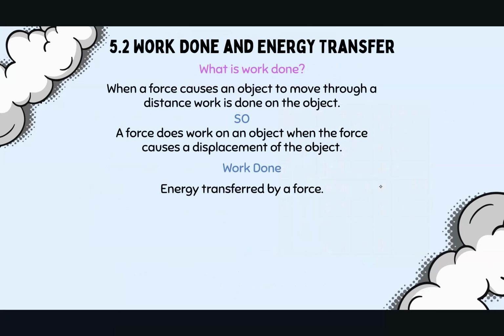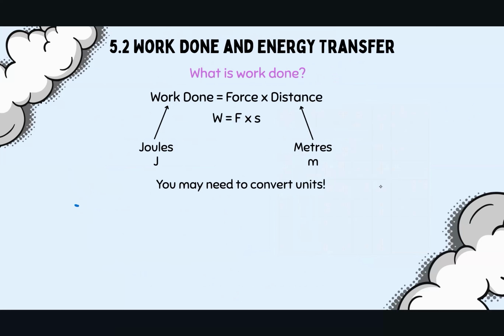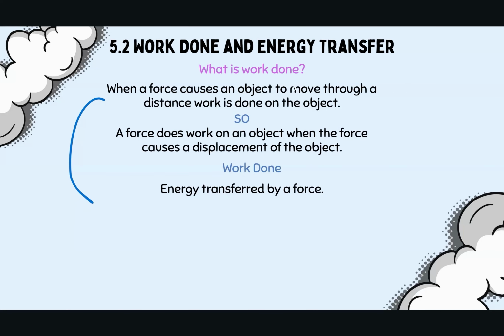Okay, work done and energy transfer. So what is work done? When a force causes an object to move through a distance, work is done on the object. So our force does work on an object when the force causes a displacement of the object. So work done is energy transferred by a force. So what that means is, let's just look at this in a bit more detail. Because essentially what it's saying is a force causes an object to move through a distance.